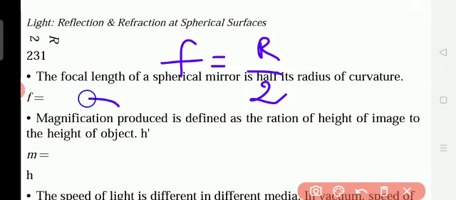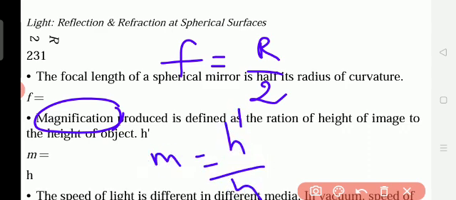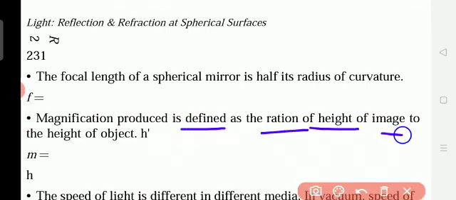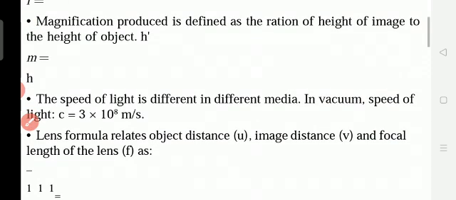Then magnification. Sorry, magnification means the height of the image divided by the height of the object. So m = height of the image / height of the object. What is magnification? You should write that: magnification is defined as the ratio of the height of the image to the height of the object.